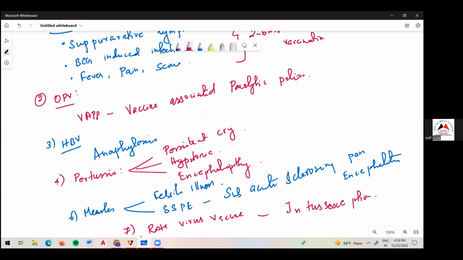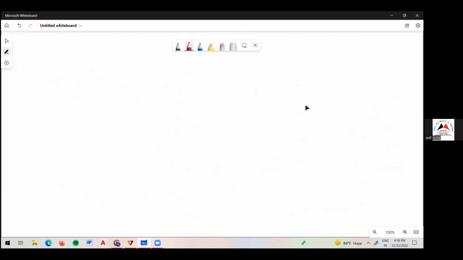Is it clear, Madhu? Okay, side effects of vaccination: which vaccine will cause which side effect? Is it clear? Yes, ma'am. Fine. Next also, these are all repeated questions from the exam point of view.